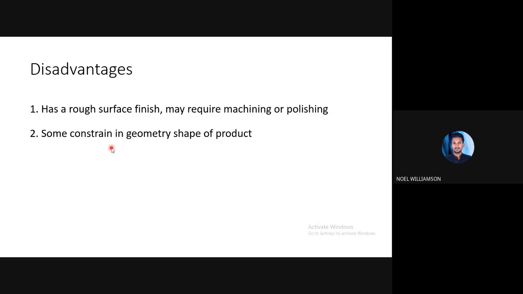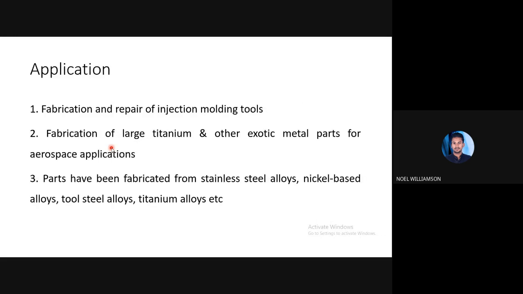Next, there are some constraints in the geometry of the product. We cannot produce very complex shapes, only a certain range of complexities. We cannot go for complex products. So there are certain limitations in the geometry of the product. So these are the main limitations or disadvantages of laser engineered net shaping.